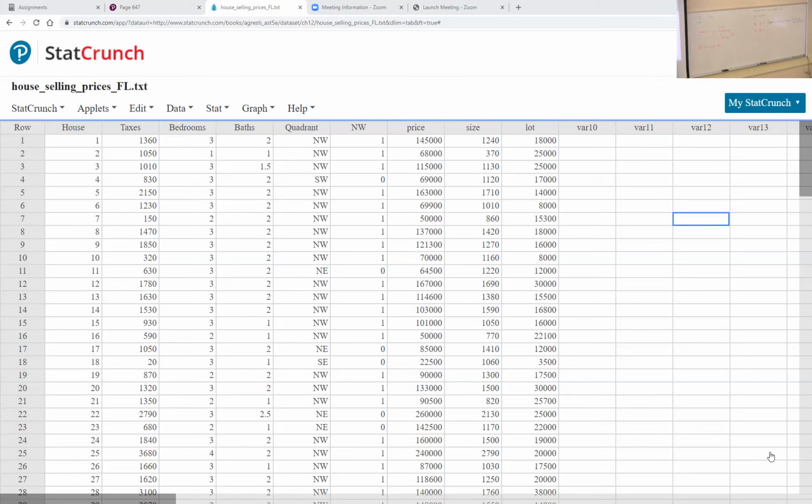1, 2, 3, 4, 5, 6. 6 variables. Are those 6 variables independent or dependent? Before we go there, price. Is that a dependent variable or independent variable? Dependent. So price depends on what? Based on what I just said.